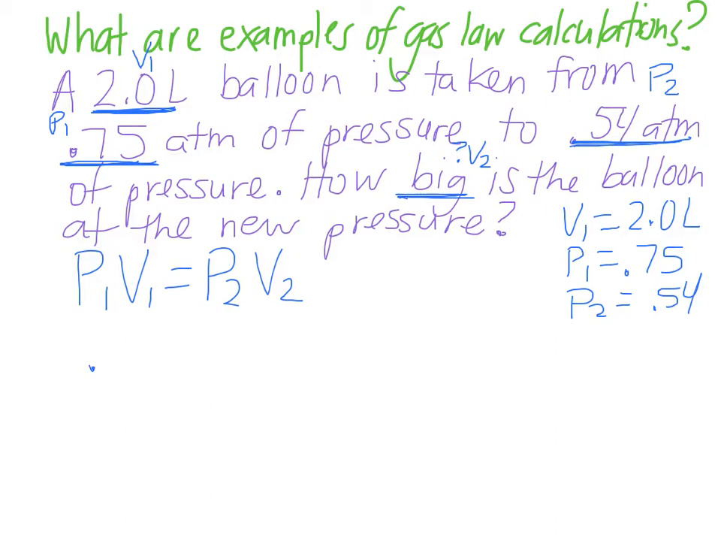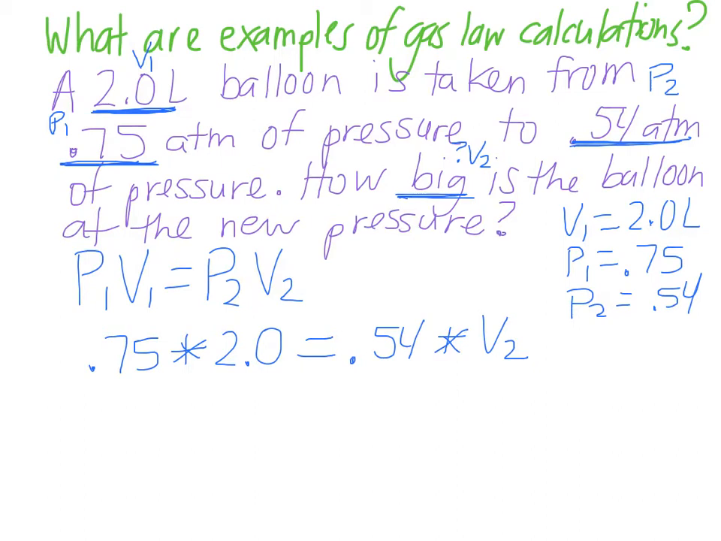So you're going to do 0.75 times 2.0 equals P2 times V2. P2 is 0.54, and then V2 is our unknown. So we're going to leave that as V2 in the problem. So all you need to do is get V2 by itself on one side of the equal sign.